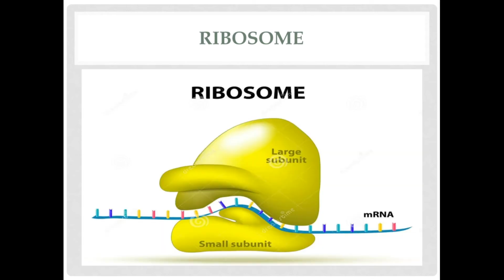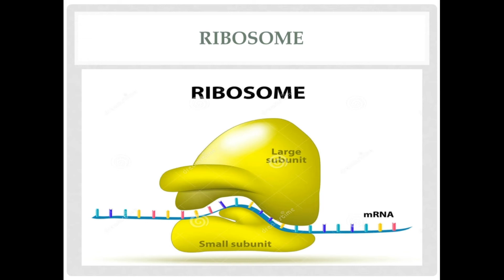Now let's look at ribosomes. Ribosomes are tiny organelles that are found in large numbers throughout the cytoplasm. Each ribosome consists of 2 subunits, one large and the other one small. Ribosomes are made of roughly equal amounts of RNA and proteins. Since ribosomes are not surrounded by a membrane, they are not considered to be true organelles.